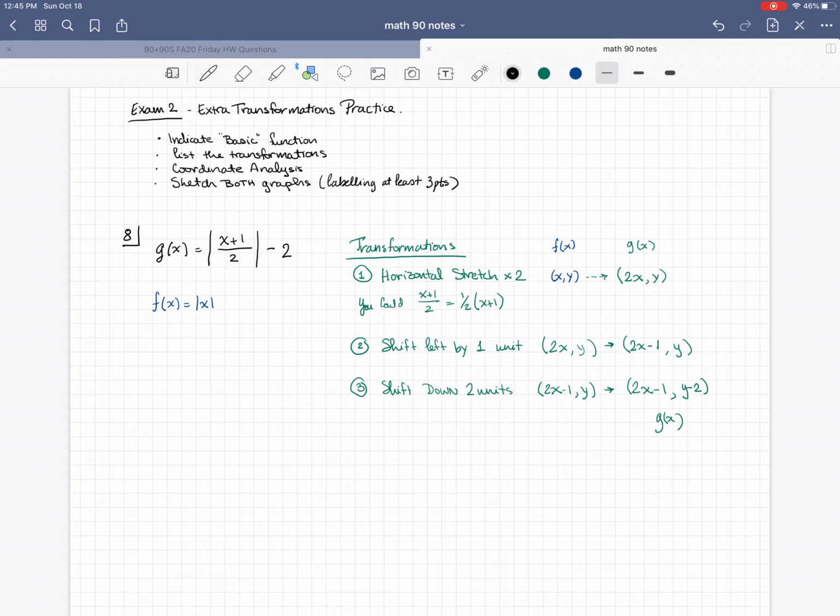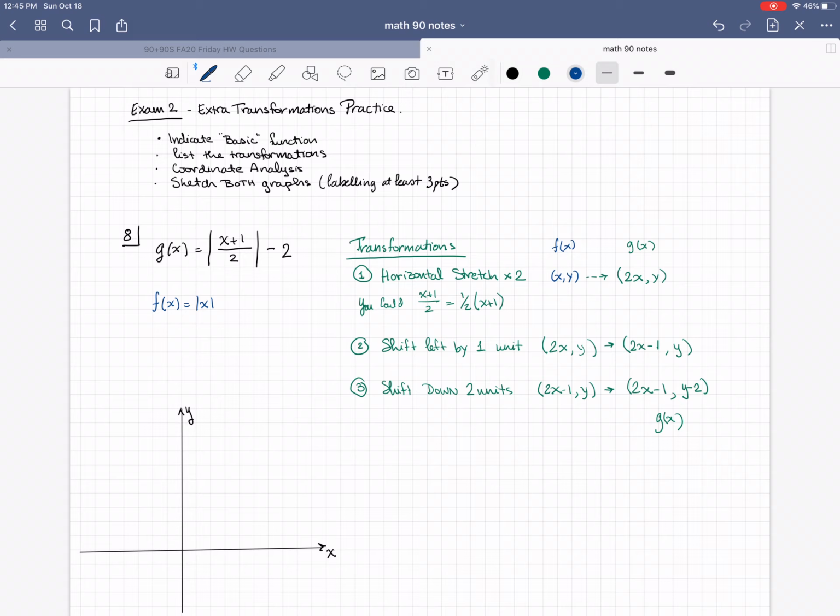Time to graph. As always, really nice axes. As close to vertical and horizontal as you can. Use a ruler if you are able. So here is my y-axis, here's my x-axis. Always label your axes.